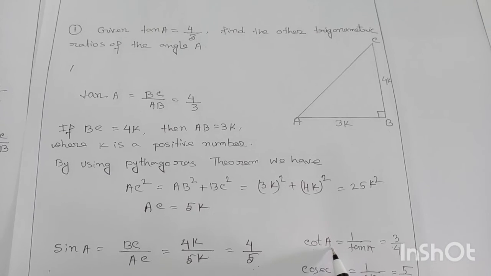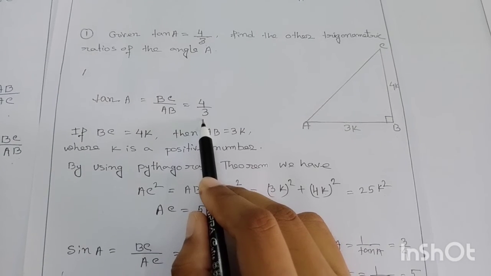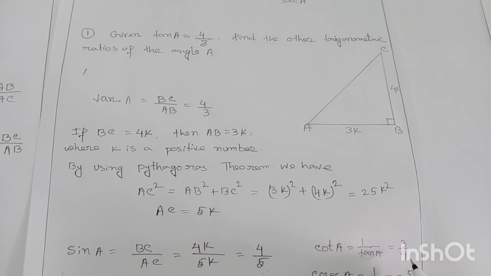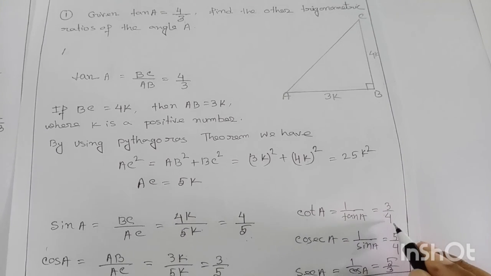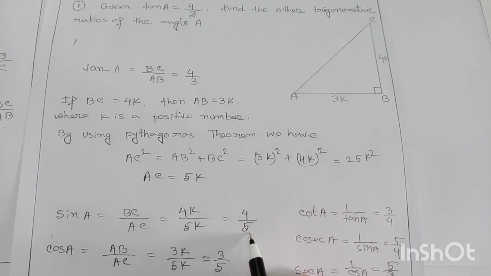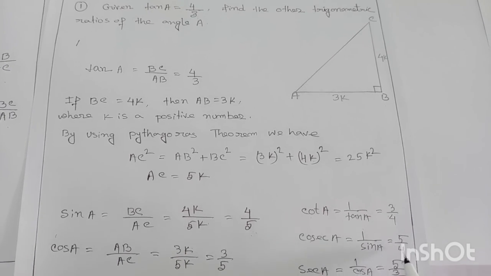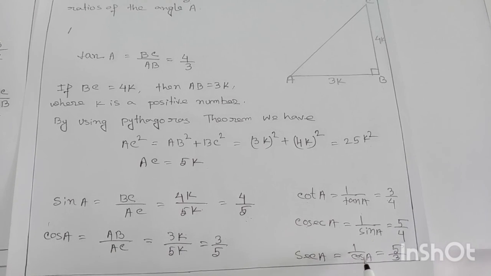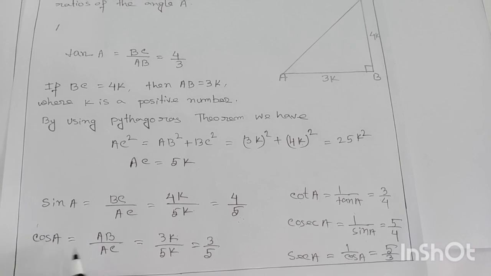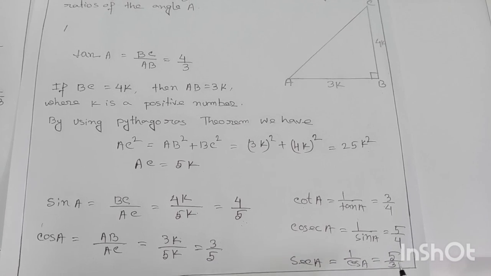Similarly, cot A, we know that cot A equals 1 by tan A, and the value of tan A is already given, right? 4 by 3. So 1 by tan A equals 1 by 4 by 3, which equals 3 by 4. So cot A equals 3 by 4. Cosec A equals 1 by sin A, and sin A equals 4 by 5. So cosec A equals 1 divided by 4 by 5, which equals 5 by 4. And sec A equals 1 by cos A. The cos A value we got from this calculation, that is cos A equals 3 by 5. So sec A equals 1 by 3 by 5, which equals 5 by 3.